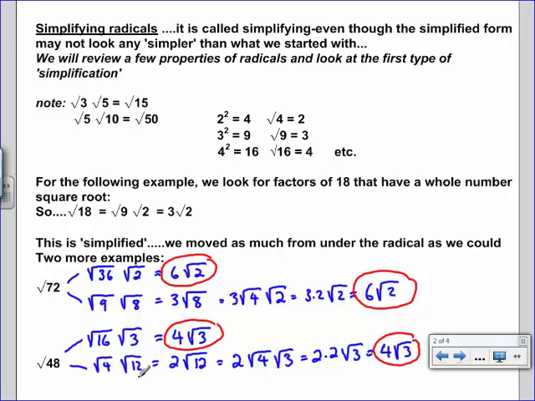In the next section, we're going to look at how to simplify variables. Again, moving as much out from underneath the radical and outside the radical.